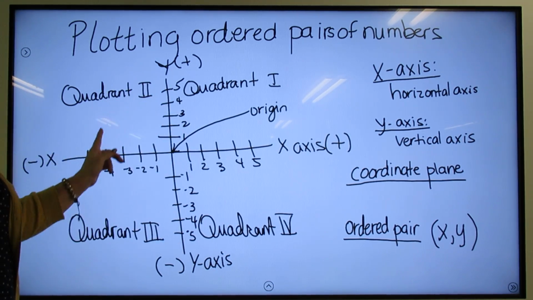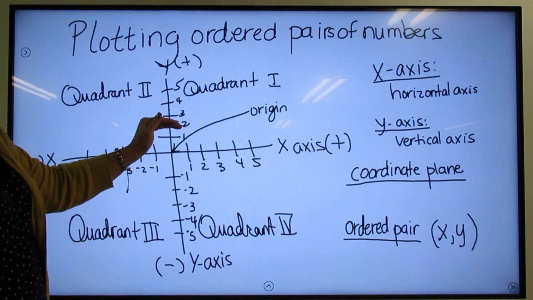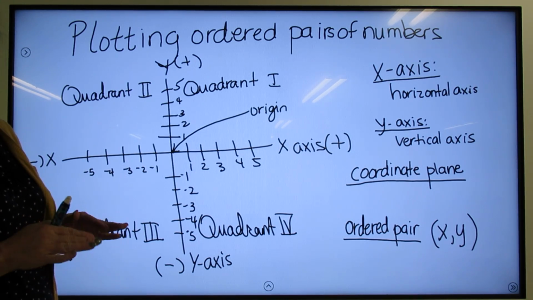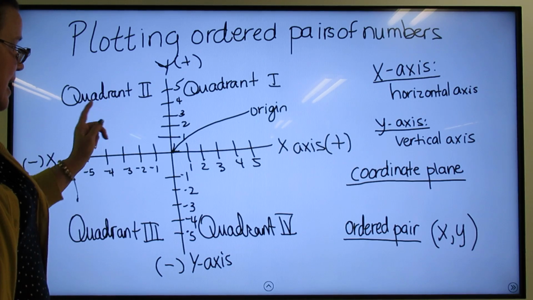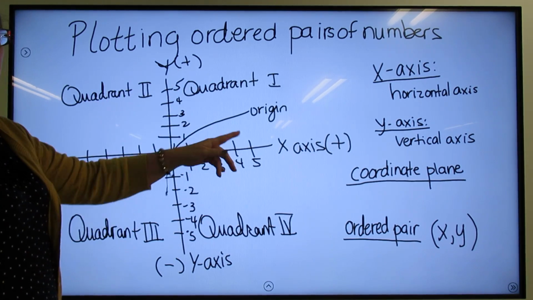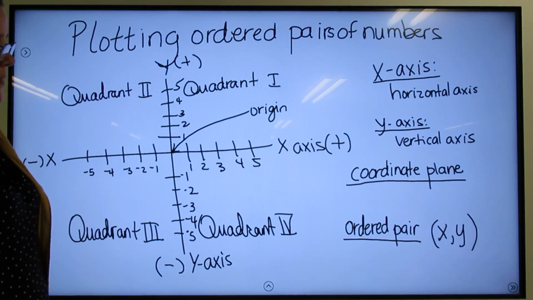Also, the 4 quarters of this, the 4 sections, are called quadrants. And if they ask you where a point is located, what quadrant it may be located in, you would tell them exactly what quadrant. This is 1, 2, 3, and 4, and it goes counterclockwise. Always in Roman numerals, okay?